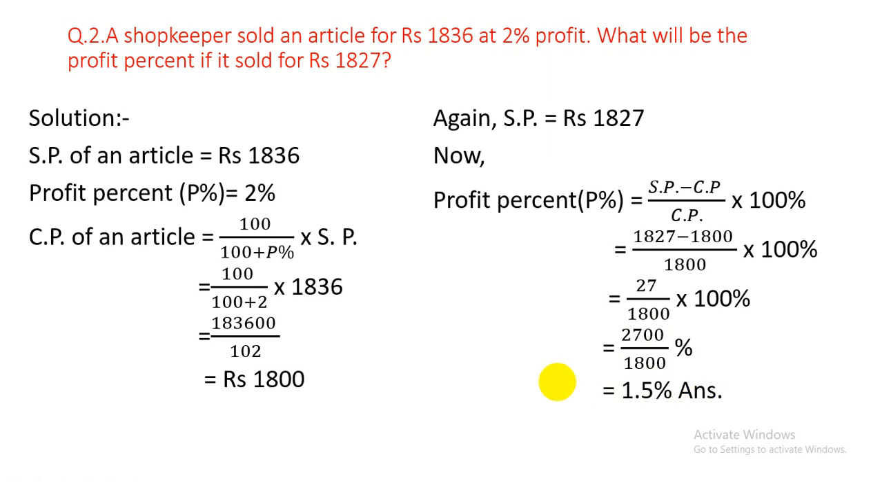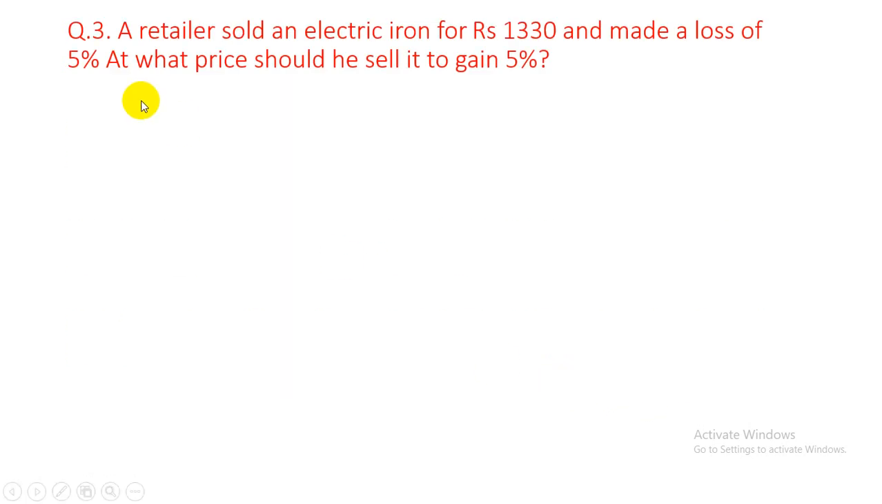Now question number 3. A retailer sold an electric iron for Rs 1330 and made a loss of 5%. At what price should he sell it to gain 5%?